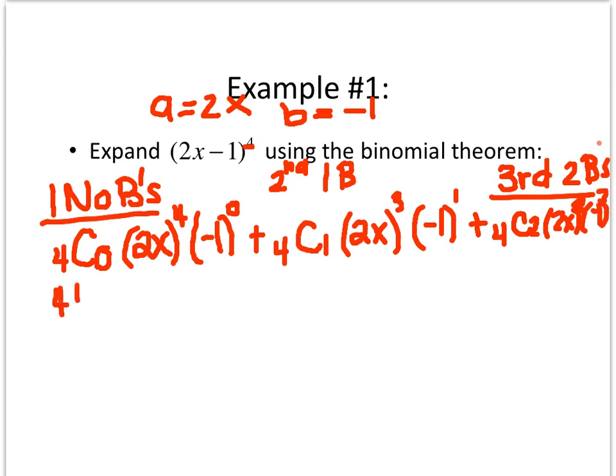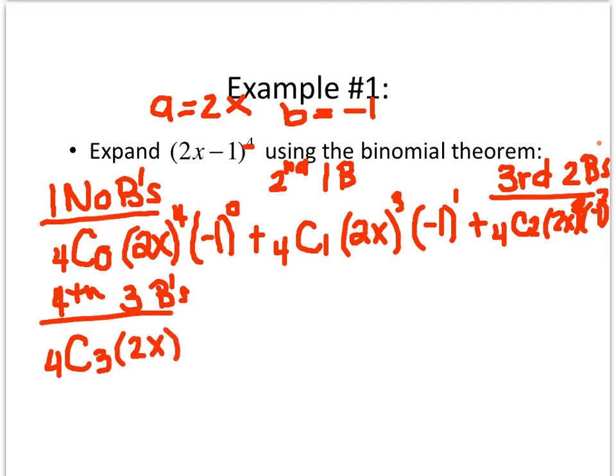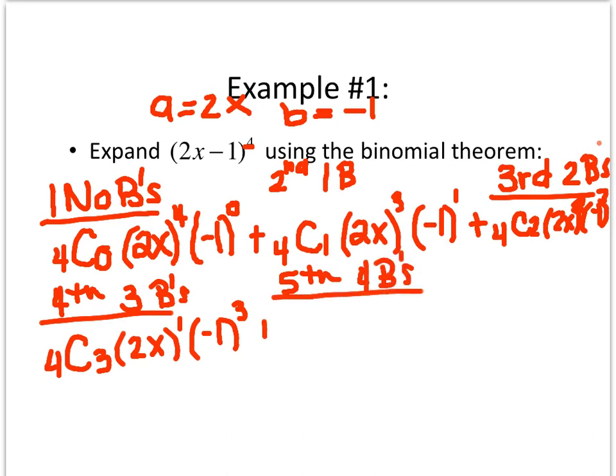And then for our fourth term, we want 3 b's. So I have 4 b's. I'm choosing 3. I want my a to the 1st power and b to the 3rd power. And then for my 5th term, I want 4 b's, which would be all of them. And that's how I know to stop. It's because I have 4 and I'm choosing 4. So I know this has to be my last term. So I want no a's for this one and 4 b's.